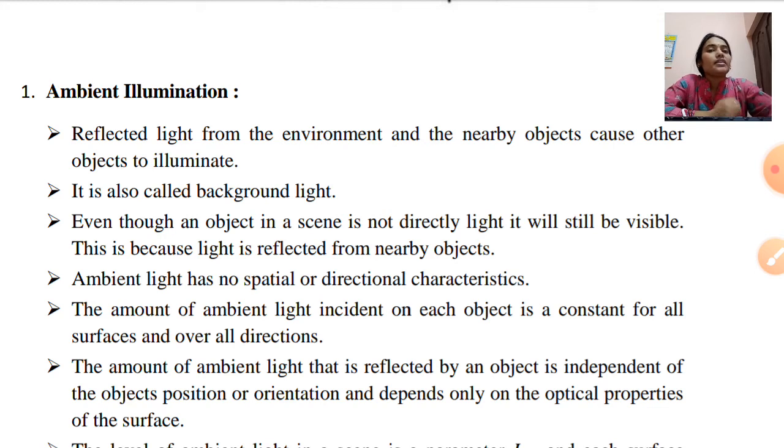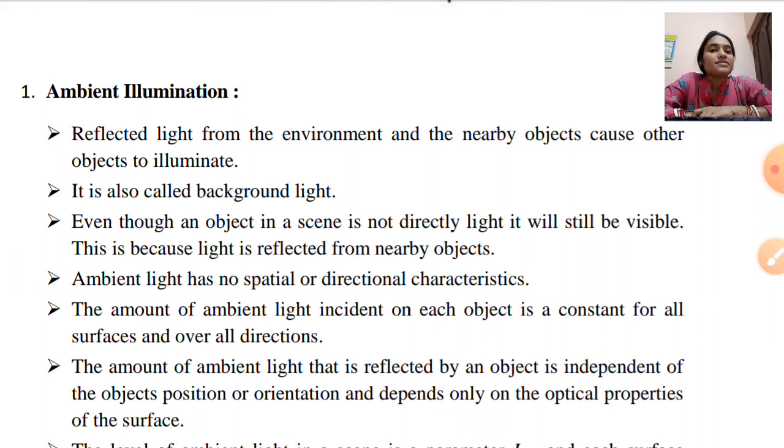Ambient light has no spatial and directional characteristics. The ambient light has no direction. It comes from all around, in all directions, not a particular one. The amount of ambient light incident on each object is a constant for all surfaces and over all directions. When the sun gives us light, the light falls on our environment in all directions, not the left side, not the right side, not the top, not the bottom, but all directions on the earth.